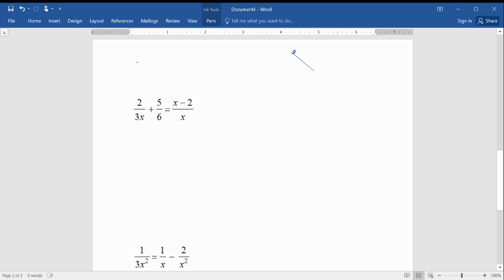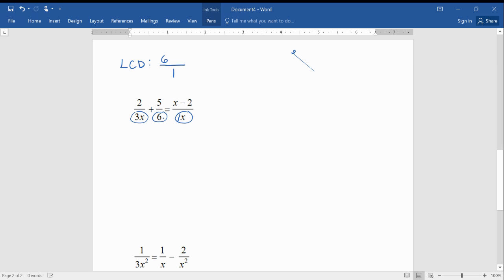So what we decided to do on these was find the LCD, the least common denominator of all three fractions. So if you look at all three denominators, let's just first start with a number. What's the lowest number that 3 and 6 and technically a 1 would all divide into? It would be 6, right? So that's your least common denominator as far as the coefficient goes.